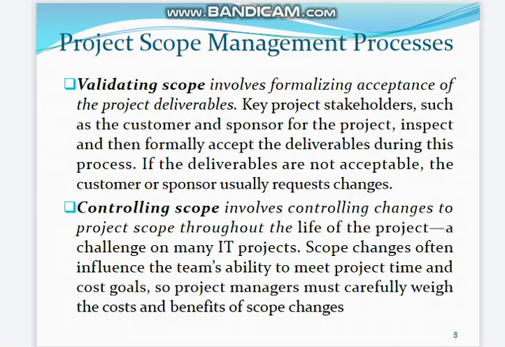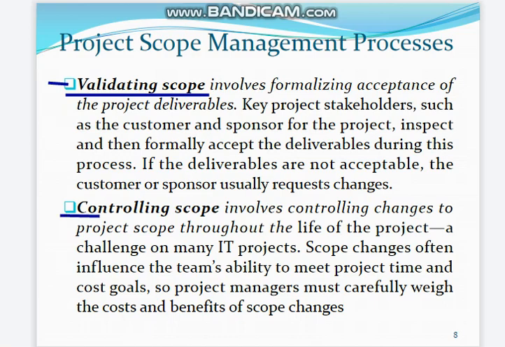Number six process is validating scope. Validating scope involves formalizing acceptance of the project deliverables. Key project stakeholders such as the customer and sponsor for the project formally accept the deliverables. During this process, if the deliverables are not acceptable, the customer or sponsor usually requests changes.